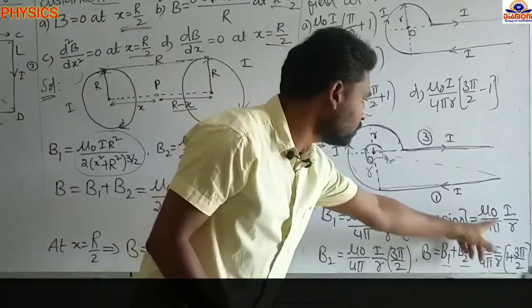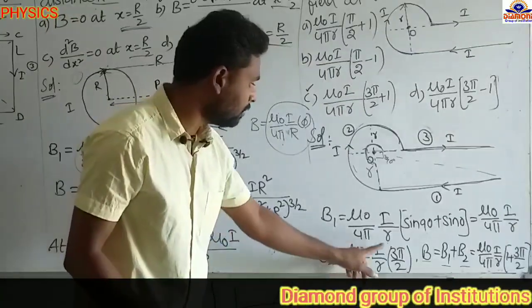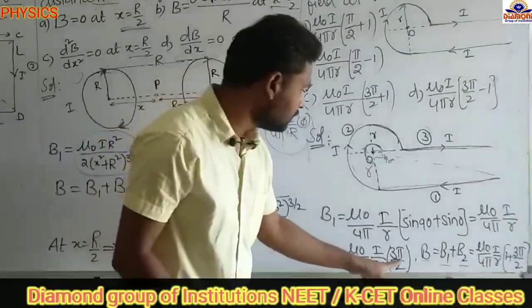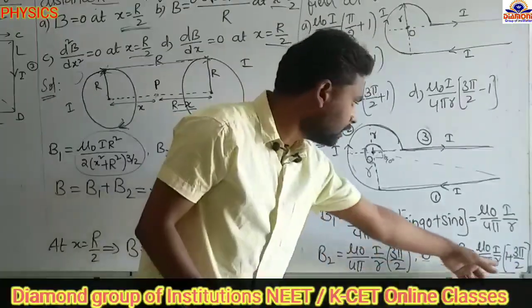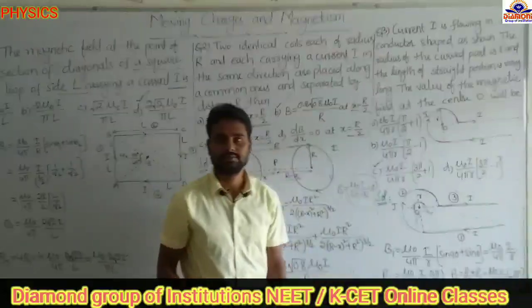So here, mu naught by 4 pi I by r due to the first wire, and due to the curved part, mu naught by 4 pi into I by r into 3 pi by 2. Here mu naught I by 4 pi r is common. Then we have the 1 and here 3 pi by 2. We will get the answer. The answer is C. C is the right answer.